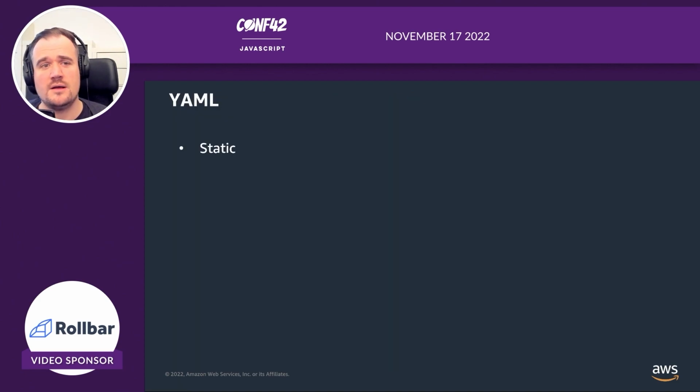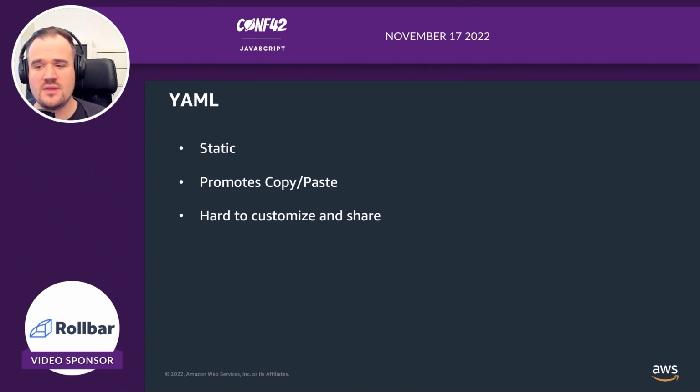So to sum it up, the downsides of YAML are, well, it's a static configuration language. You don't have a lot of tools to do things like conditionals, variables, and loops. It promotes a lot of copy-paste. That's what we saw in our example. So that makes it very error-prone and difficult to change. It's also hard to customize and share, so there's no native method to actually put in variables or inputs to change the template. And there's no YAML package manager, so you need to find your own way to actually share those manifests, maybe in your company or publicly.